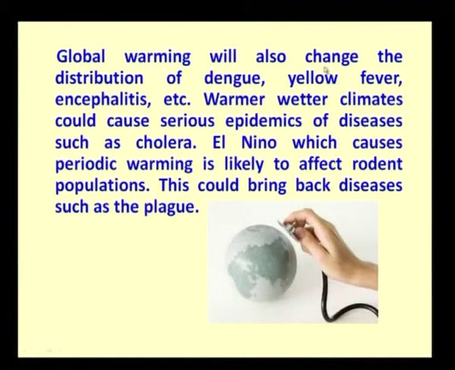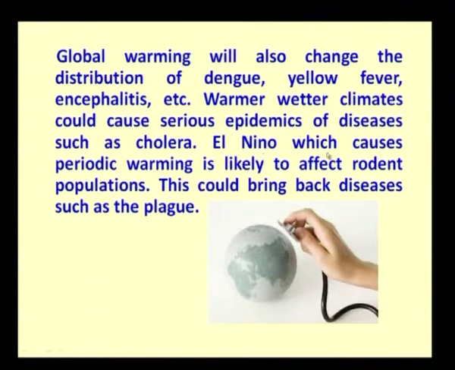See, the next issue is global warming. By the action of global warming, so many lives and many changes have come to this earth. The disease spreading organisms too have started to spread their infections because of this global warming. Let us see how they are doing it now. Global warming will also change the distribution of dengue, yellow fever, encephalitis, etc. Warmer, wetter climates could cause serious epidemics of diseases such as cholera.